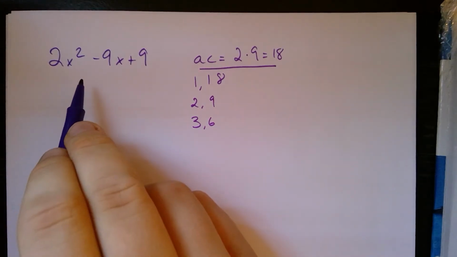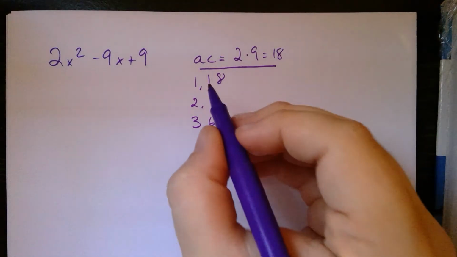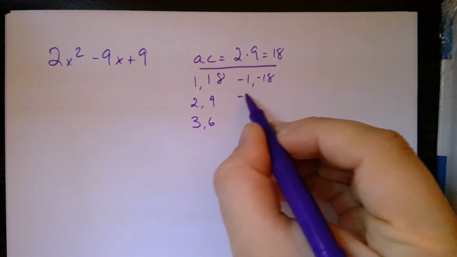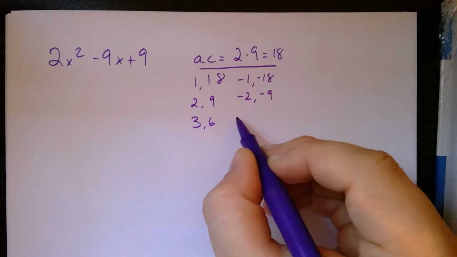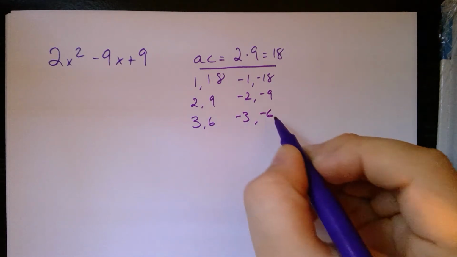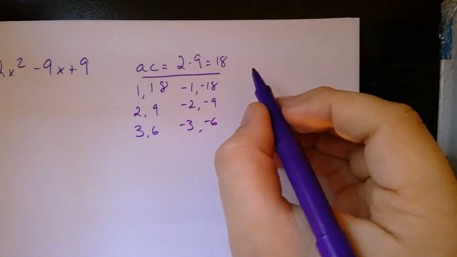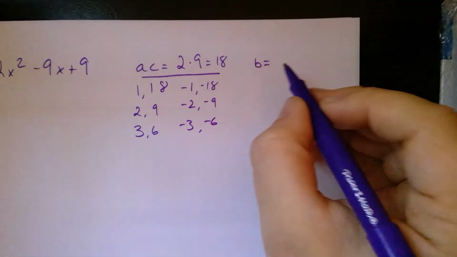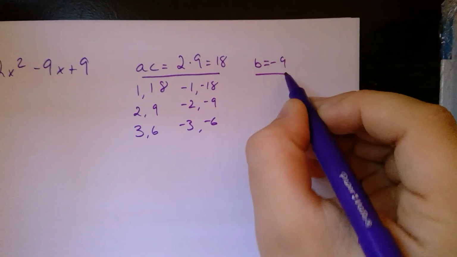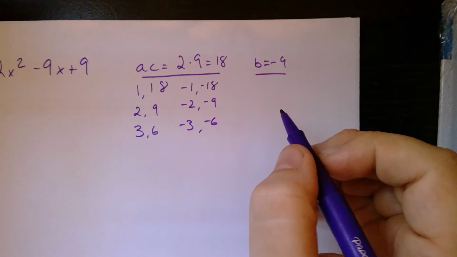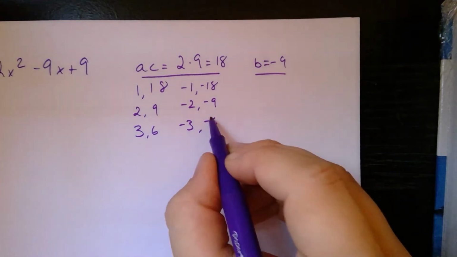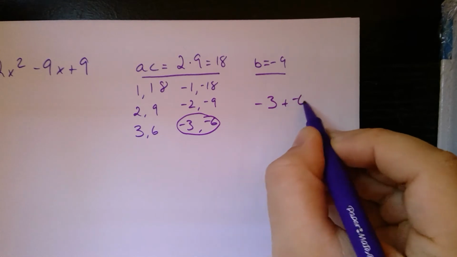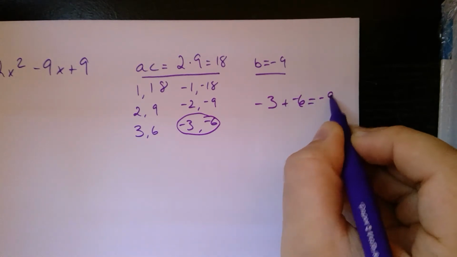Now, since we have a negative here, we probably want to think about some negatives too. So you have negative 1 and negative 18, negative 2 and negative 9, negative 3 and negative 6. Now our b value is our middle term still. That's going to be negative 9. So which of these is going to add up to negative 9? It looks like this negative 3, negative 6 one looks pretty good to us. Negative 3 plus negative 6 equals negative 9.